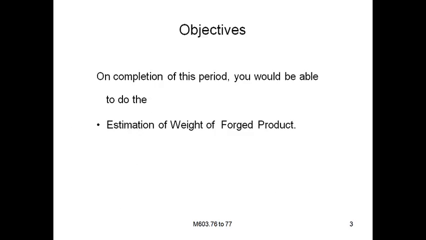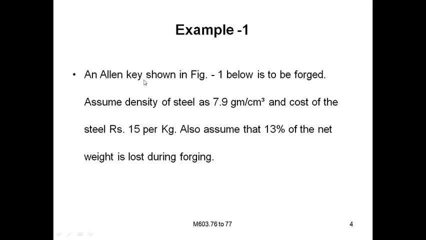So now you see here you have a figure. That is an Allen key that needs to be forged. The density of the steel is given in this case as 7.9 grams per cubic centimeters. 7.9 grams per cc. Cubic centimeters or cc, both are same, and the cost of the steel is 15 rupees per kg. As of now we have not calculated the cost.